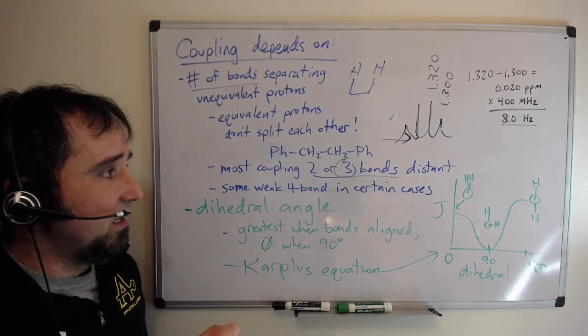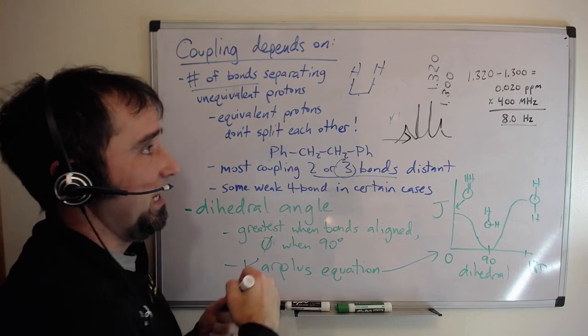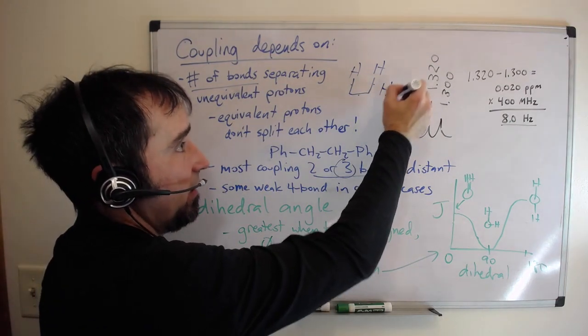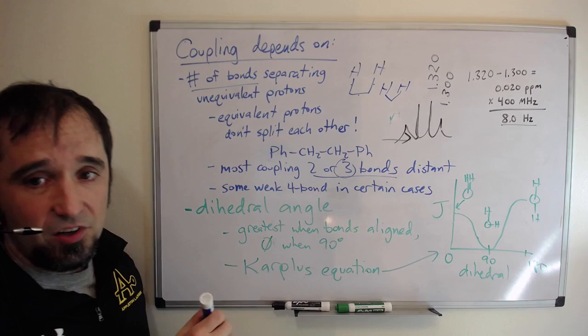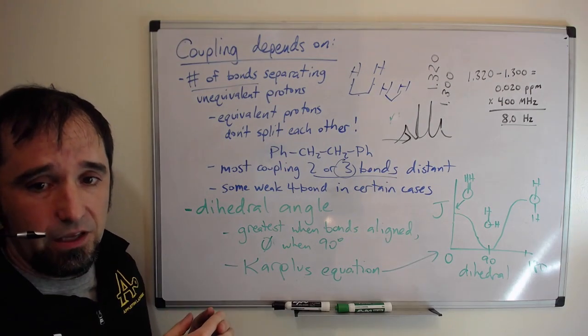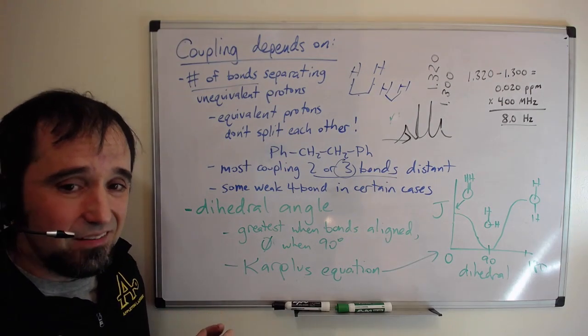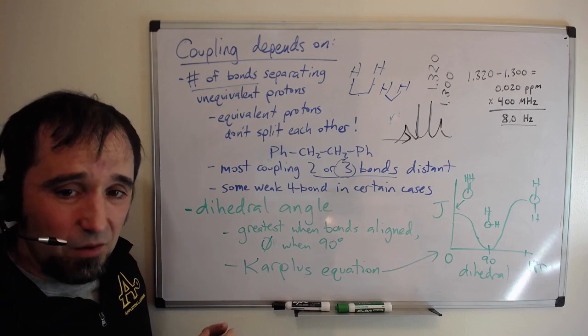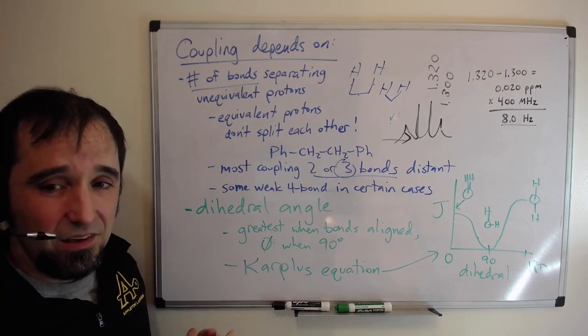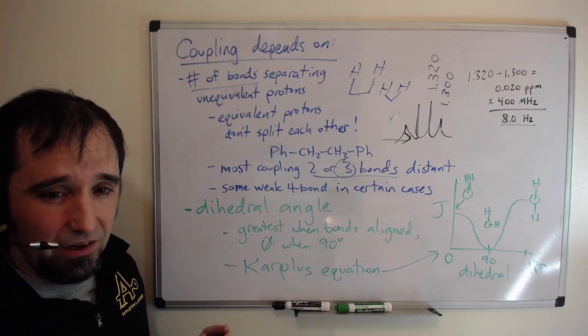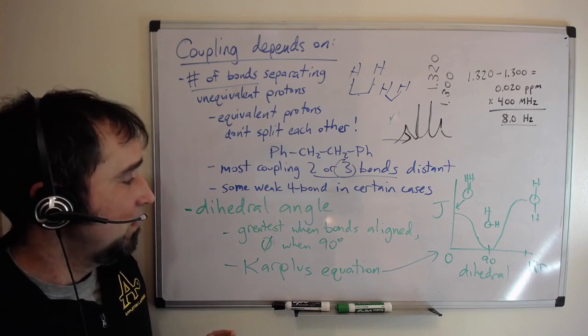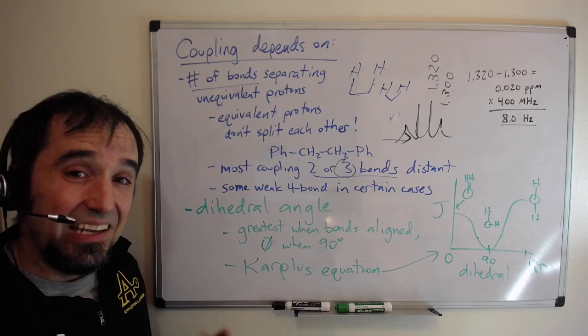Once in a while we can see 2 bonds, which would be on the same carbon if they are not identical. We'll talk about when they wouldn't be identical later on. In some cases you might see 4 bond coupling, particularly on benzene rings, but that's pretty uncommon and it'll be a really small number. The other thing that it depends on is the dihedral angle.